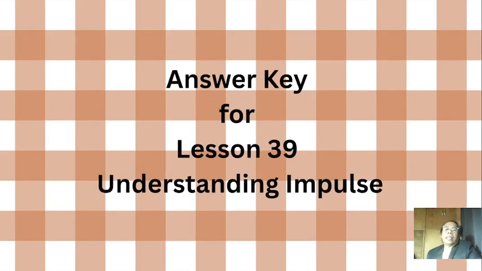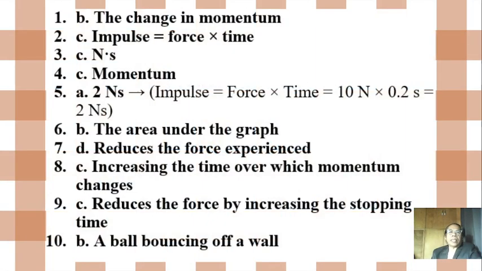And then the answer key for lesson number 39, understanding impulse, is as follows. Number 1B, the change in momentum. Number 2C, impulse is equal to force times the time. Number 3C, Newton second. Number 4C, momentum. Number 5A, 2 Newton second. And number 6B, the area under the graph.